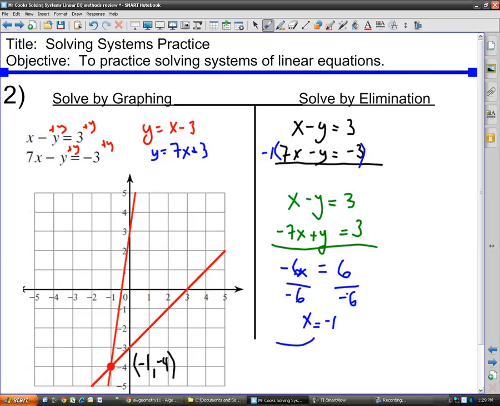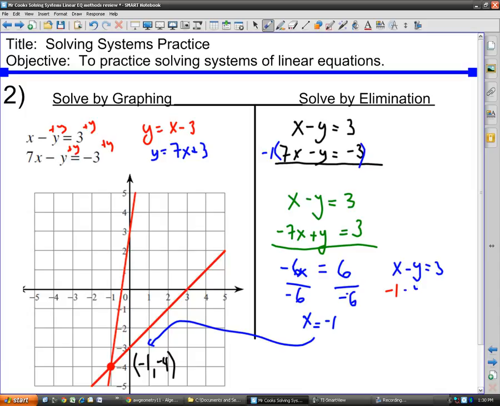There's -1. Now, if I want to find the y value, I can plug this -1 back into one of the equations, one of the originals, or any of them actually will work. But I'm going to plug it into the top one. Just seems like it's a better way to go. We had x minus y equals 3, so I now substitute -1 in for x.